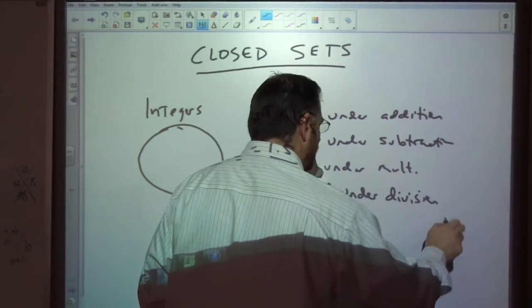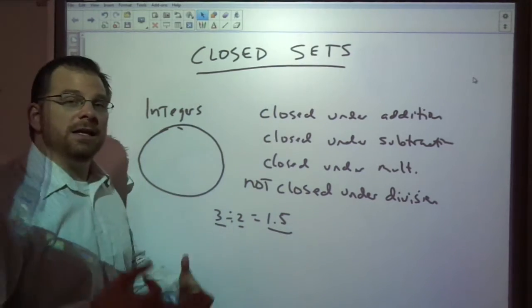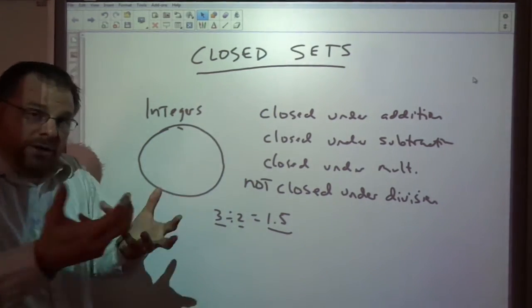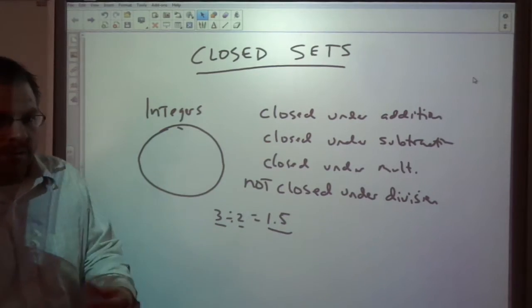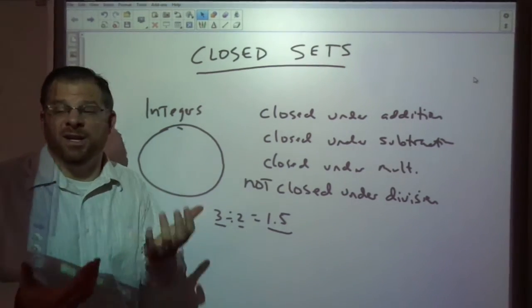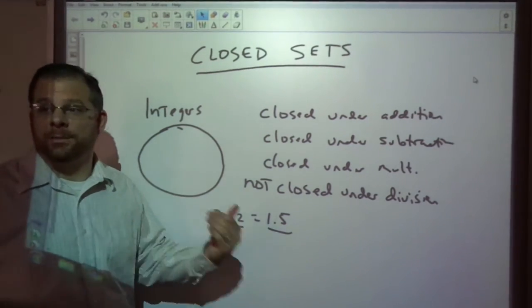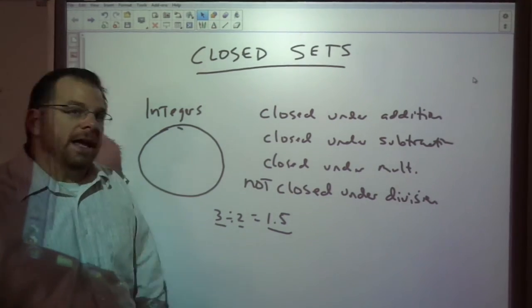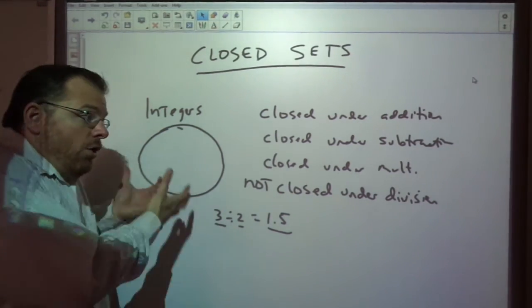You're going to be asked to look at different groups of numbers. What about even numbers? If I add two even numbers, will I always get an even? What about odd numbers? What about prime numbers? What about polynomials, things that have multiple terms? If I take a polynomial and add it to another polynomial, will I get a polynomial?